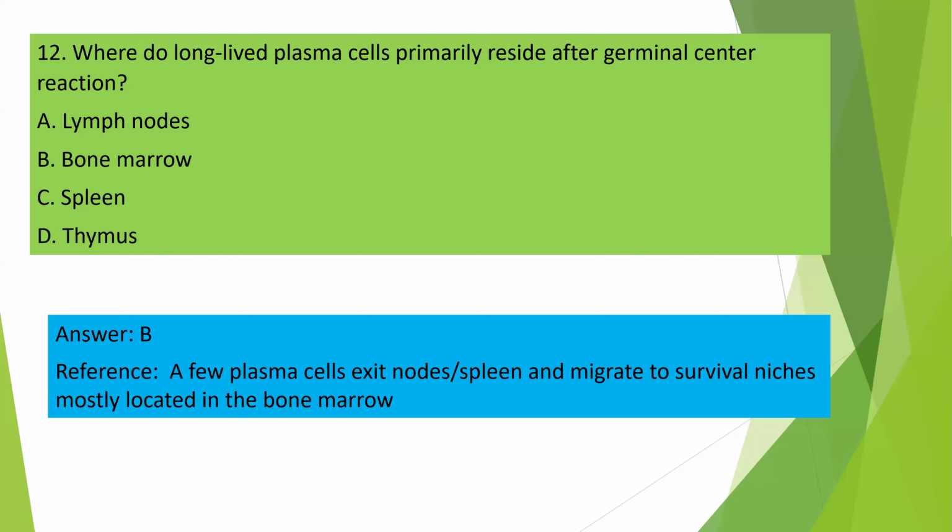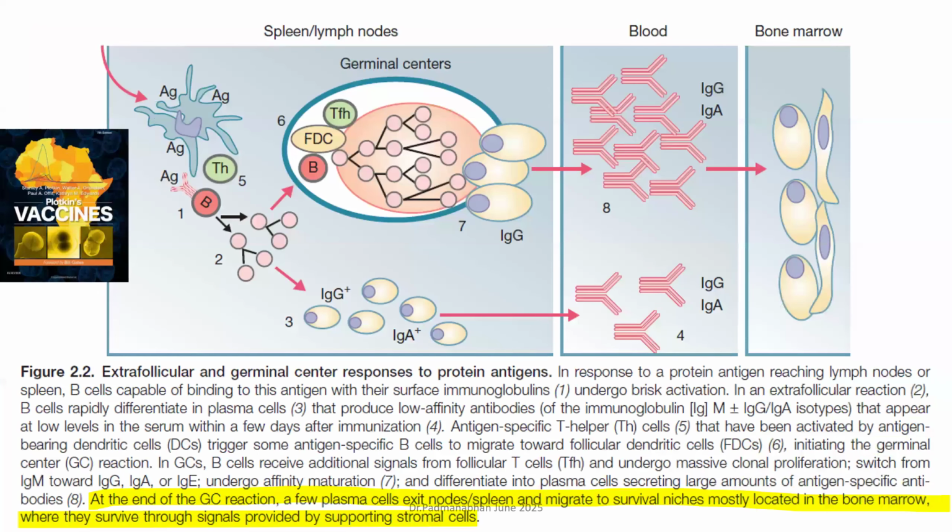Bone marrow. Yeah. A few plasma cells exit the spleen and may migrate to survival niches, mostly located in the bone marrow. Okay. Now, the next diagram that comes, I will keep coming back to it at every moment. I had put it up at the last moment because I thought you would go through it. See, here what we have said is the last sentence, which I have highlighted, at the end of the GC reaction.